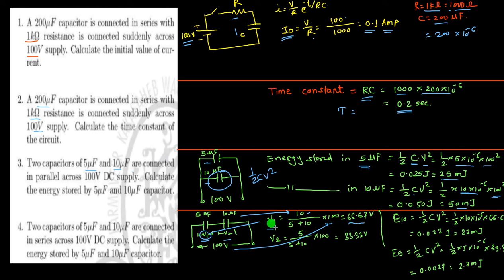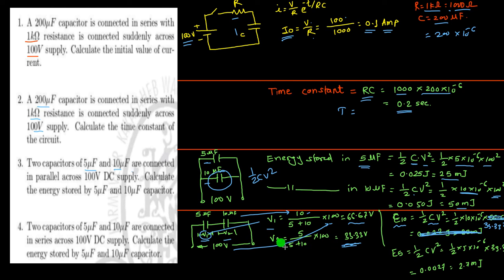So 66.67 is the voltage across the first capacitor. Then V2 is equal to 5 divided by 5 plus 10 into 100, so it gives you 33.3. So the energy stored in the 10 microfarad capacitor is 1/2 CV square. What is the voltage across the 10 microfarad? It is 33. I have mistakenly written 66 here, so it must be 33.33 square. Please calculate what value it gives. The calculation is wrong over here.